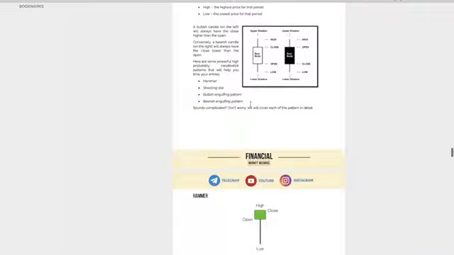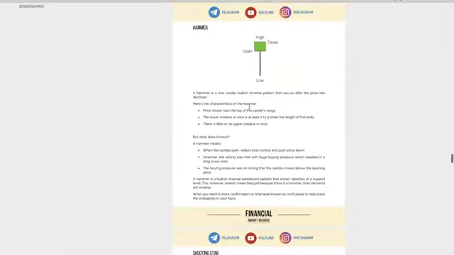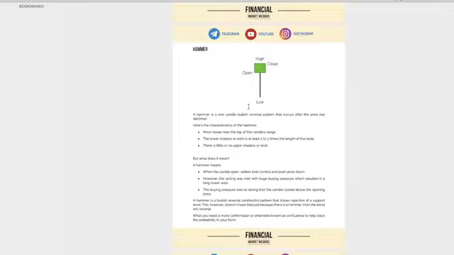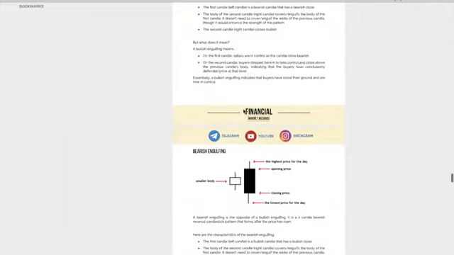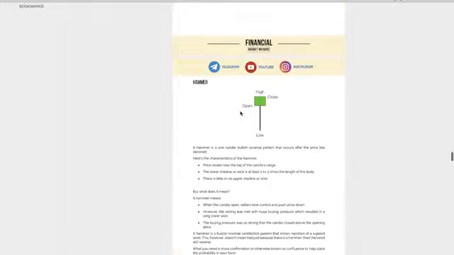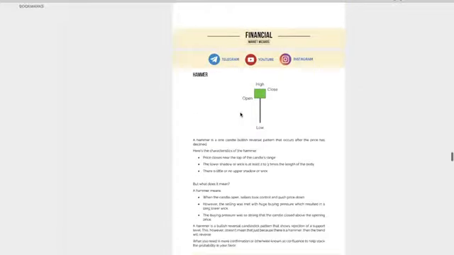So let's go into the patterns. The first pattern that you need to know is the hammer. I don't have a lot of patterns to share with you because, as I said, my goal is to teach you the essence of candlestick patterns. There's only really four patterns that you need to know. If you understand these four patterns, you kind of know them all.